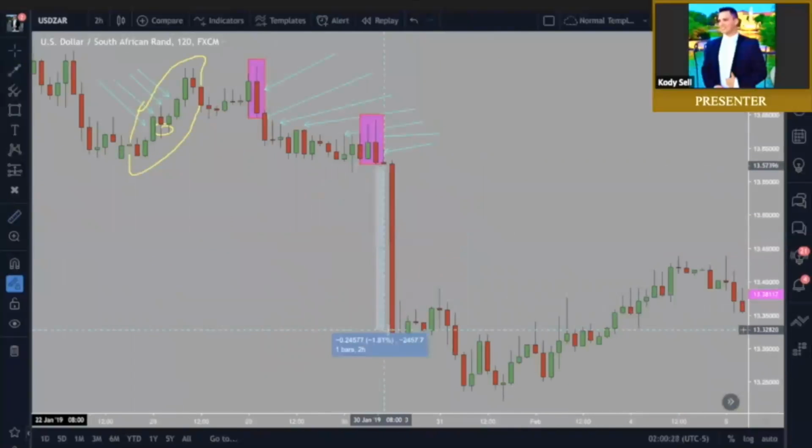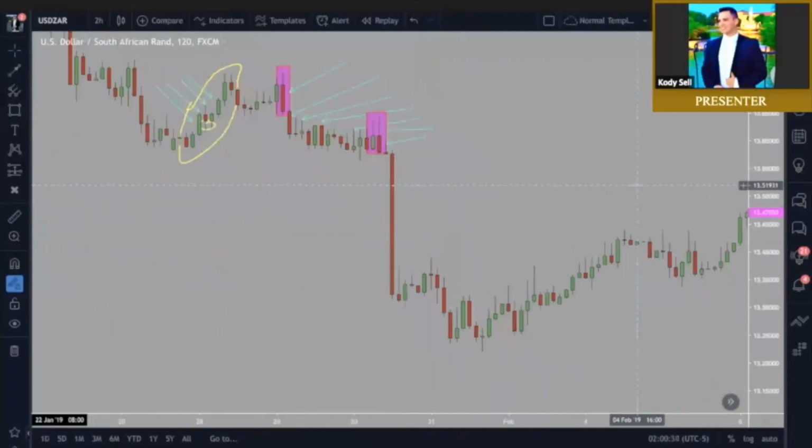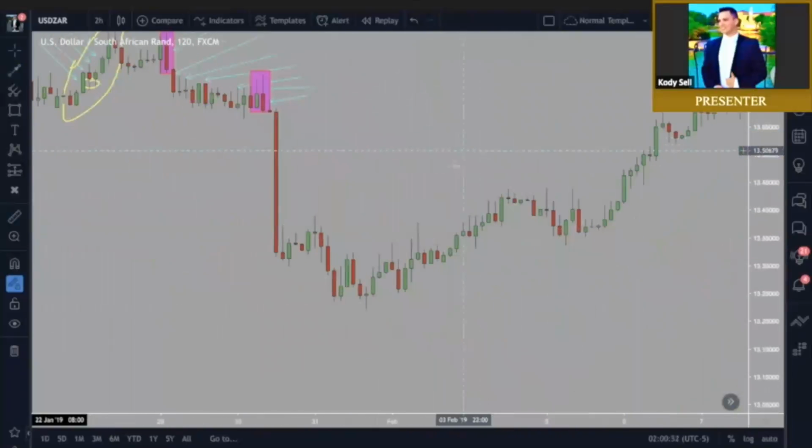Very nice move right here. 2,400 points right there. Beautiful trade. Beautiful trade. All right, now let's read this area in here. So let's talk about this.